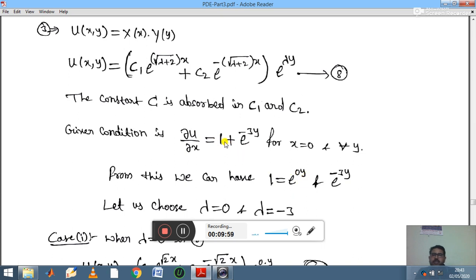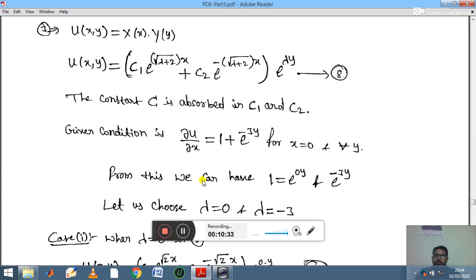Here we have e^(0y) and e^(-3y), which directly gives you 2 lambda values. The first term is e^(0y), therefore choose lambda = 0. Then similarly the second term is e^(-3y), so choose lambda = -3. Then again we solve the equations by using these 2 lambda values.